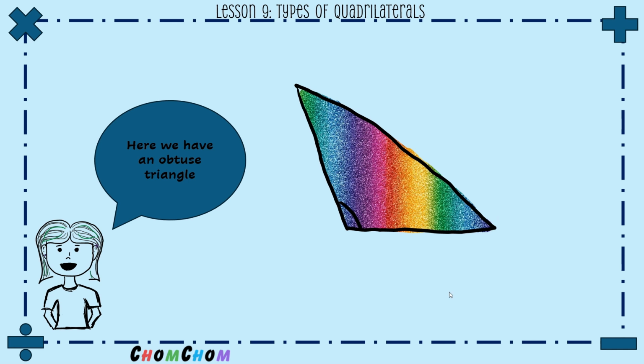Now we have an obtuse triangle. An obtuse triangle has an angle that is bigger than 90 degrees. So this angle is bigger than 90 degrees. For a triangle to be obtuse, we have to have one angle that is bigger than 90 degrees.